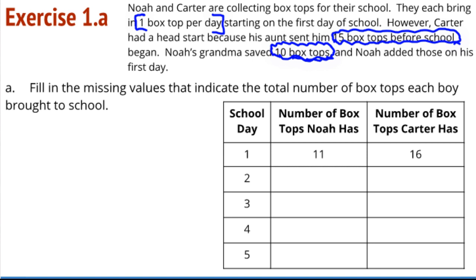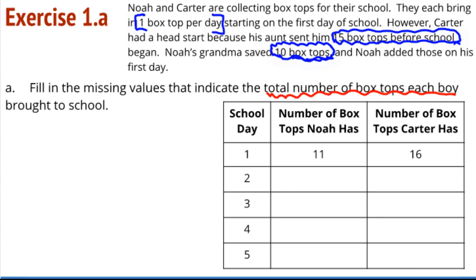Now, on day 2, how many is each of the boys going to bring? And I need to point out right here, very carefully, we are talking about the total number of box tops each boy brought to school. So we're not talking about how many they brought each day, we're talking about their total numbers.